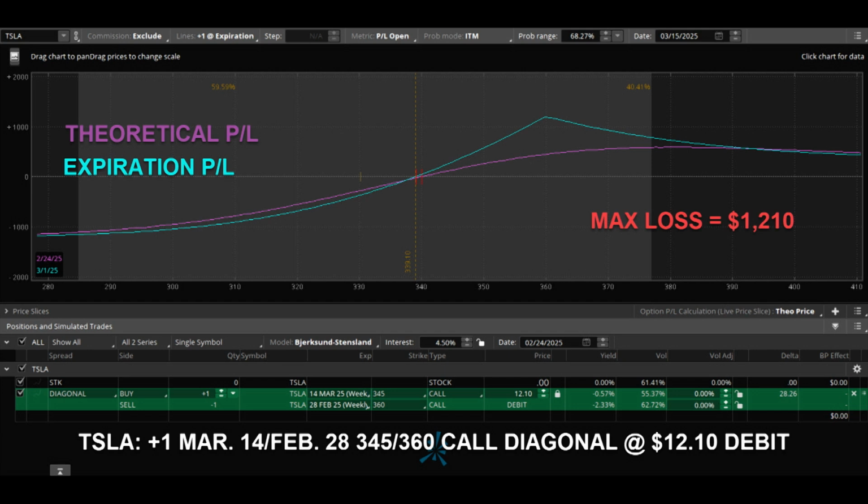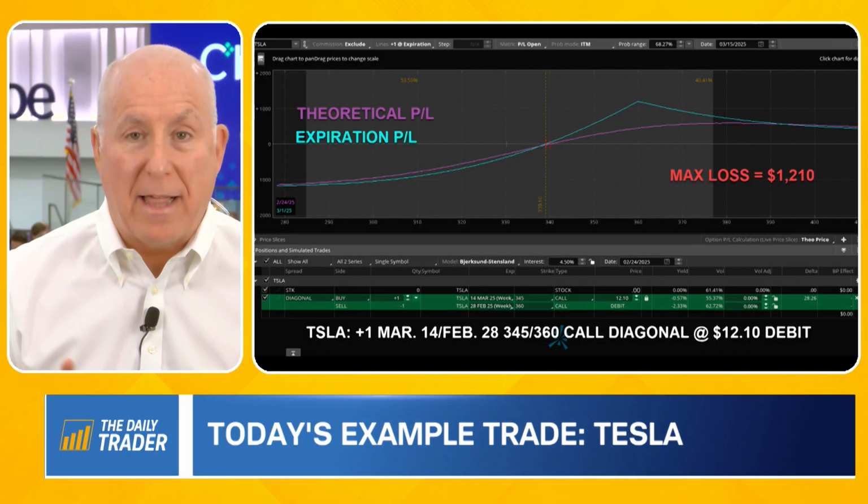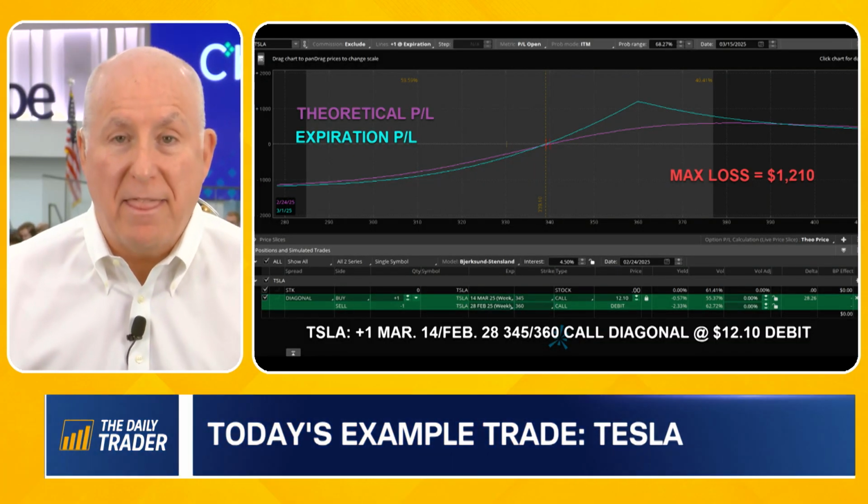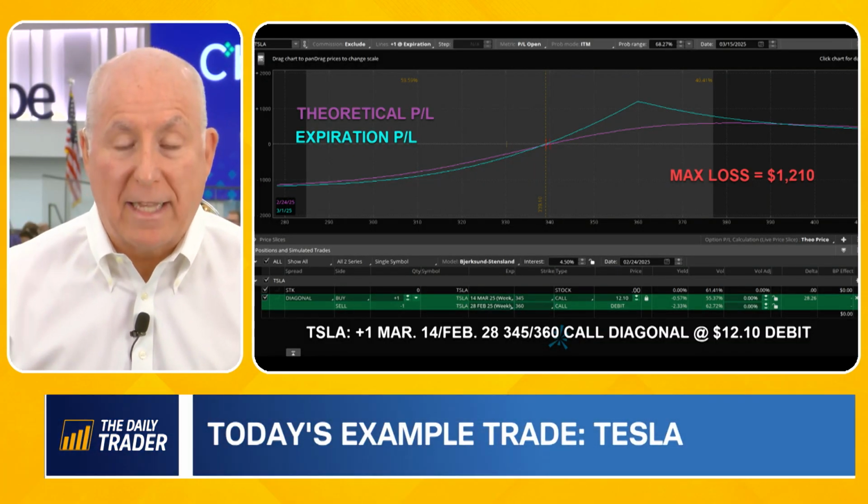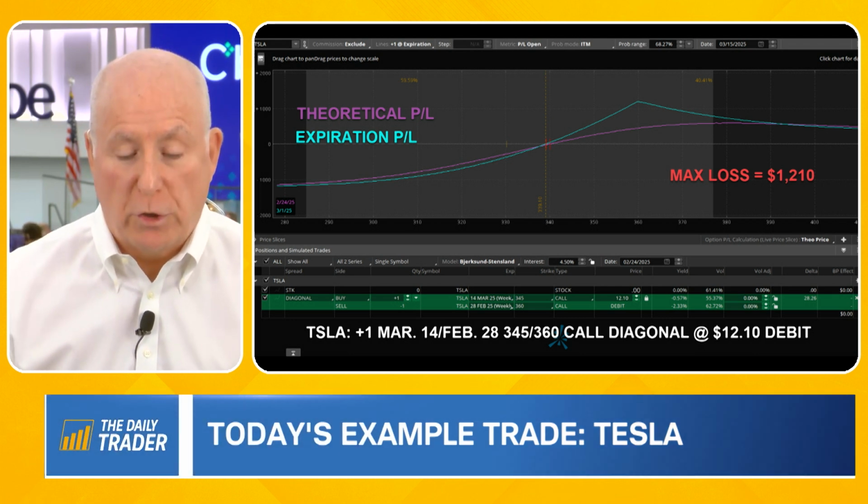Remember, the risk on a call diagonal is the debit paid. So whether you pay $12, whether you pay $8.50, or somewhere in the middle, that's the risk on a call diagonal, and you're looking for a move to the short strike.